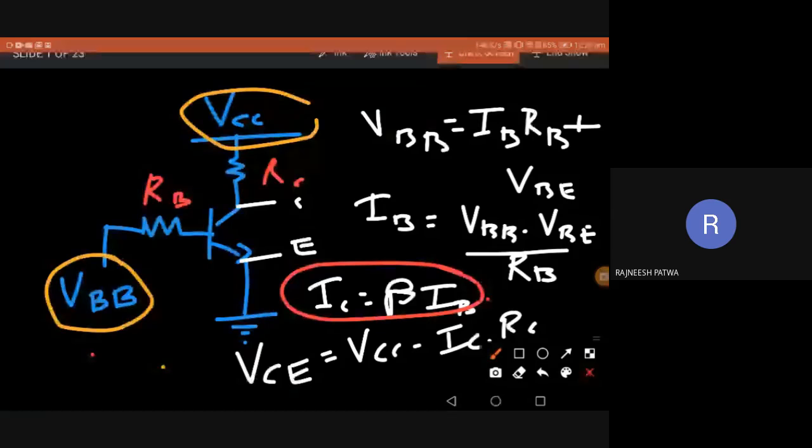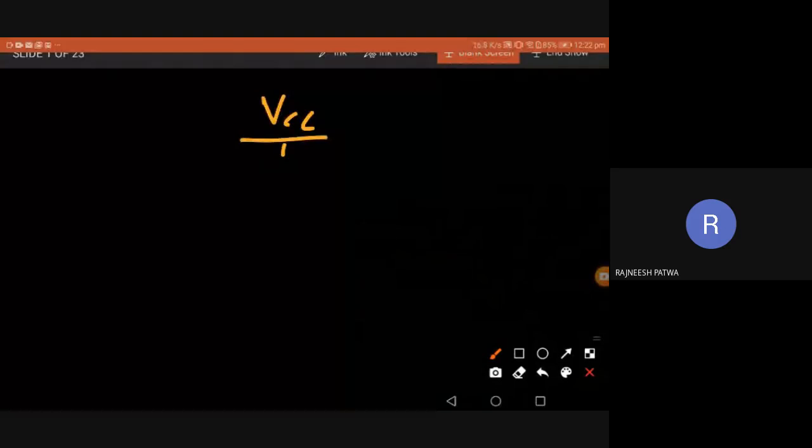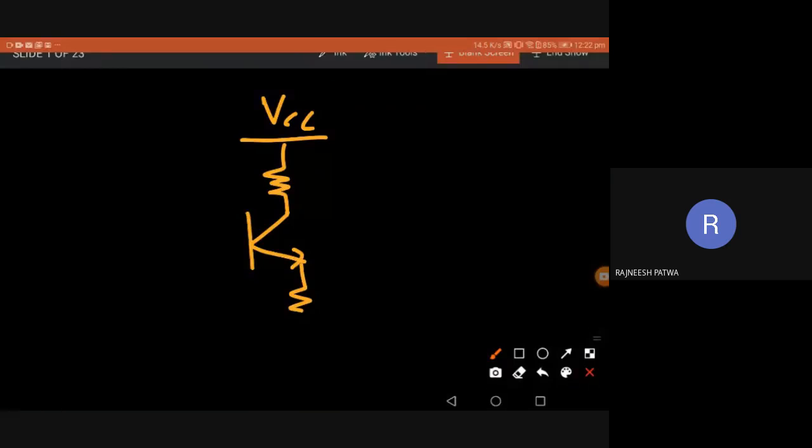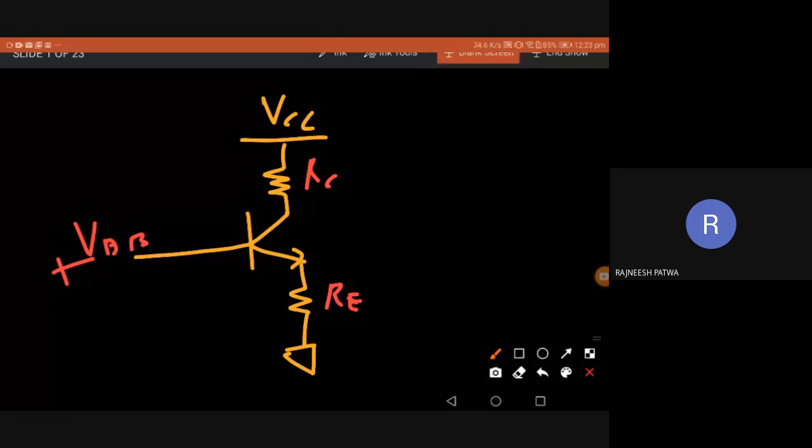Now the next circuit I'm going to draw: I have VCC and an RC, then a transistor, and I have RE also, and a voltage VBB, the base voltage, and we have RC and RE. Now take some time and tell me whether this circuit is beta independent or beta dependent.